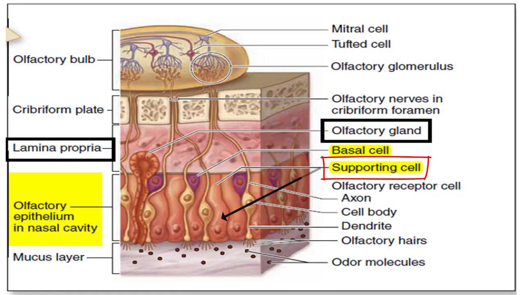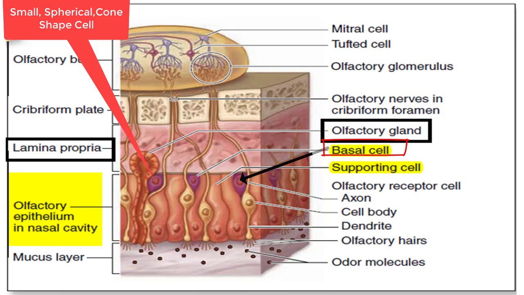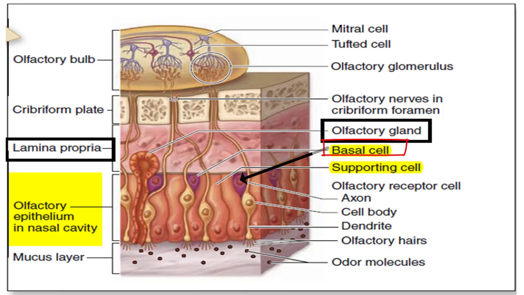The third and the last cell of olfactory epithelium are the parent cells. Like we have covered the parent cell of respiratory epithelium, they were also basal cells. The parent cells are also basal cells in olfactory epithelium as well. The basal cells are histologically small. They are spherical or cone-shaped cells. They are present near the basal lamina, as the name indicates, basal cells. Most important, they are stem cells for the other cell types of olfactory epithelium that we have covered.